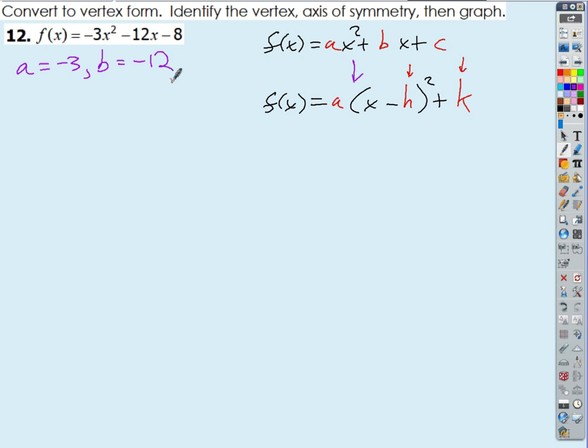Close. B over 2 squared. No, well, I think I heard it. -b over 2. -b over 2a. Right, we've got the formula. H equals -b over 2a.